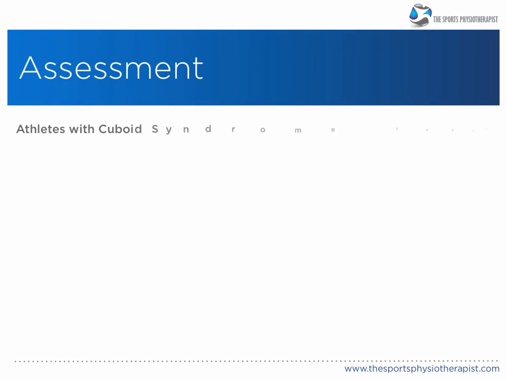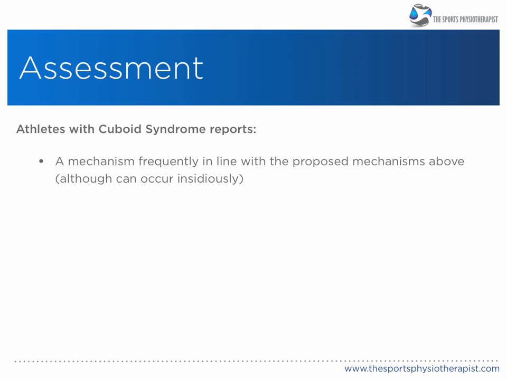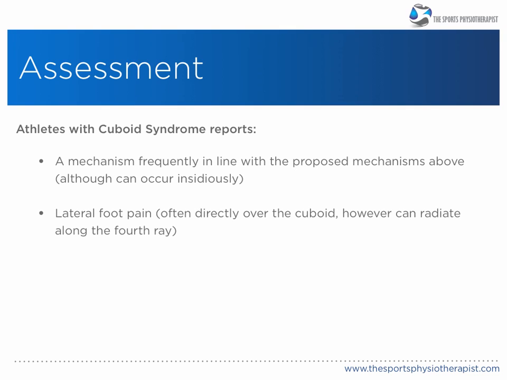Now, assessment. Athletes with cuboid syndrome will report a mechanism that's frequently in line with the proposed mechanisms previously, although this syndrome can occur insidiously. They'll report lateral foot pain, which is often directly over the cuboid. However, it can radiate down along the fourth ray. The pain will be aggravated by weight bearing, particularly along the lateral foot and toe walking.